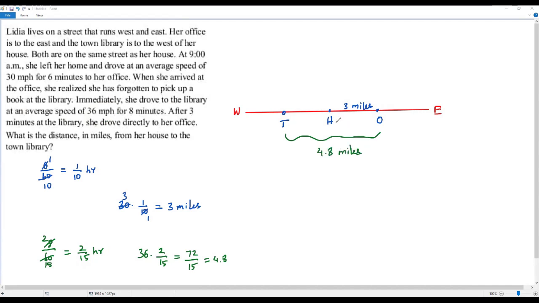Already we have the distance from home to office, that is 3 miles. According to the question, we have to find the distance from house to the town library. That is from H to T, the length of this line segment. Now to get the length of this line segment, we have to subtract this 3 from this 4.8. Then I am getting 1.8. So therefore, the distance from her house to the town library is 1.8 miles.